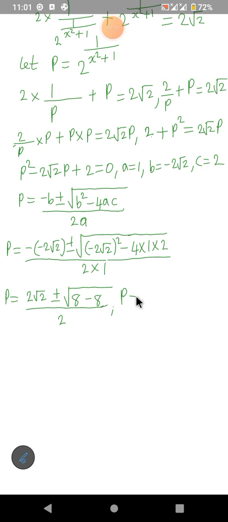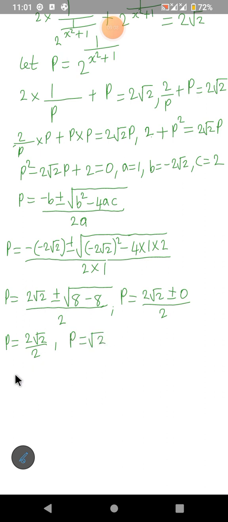Then we continue. P is now equal to 2 root 2 plus or minus 8 minus 8, which is 0. So the square root of 0 is also 0. So we say 0 all over 2. Then from here I can say P is equal to 2 root 2 all over 2. Now we divide by 2 here, so we are now left with P equal to root 2.